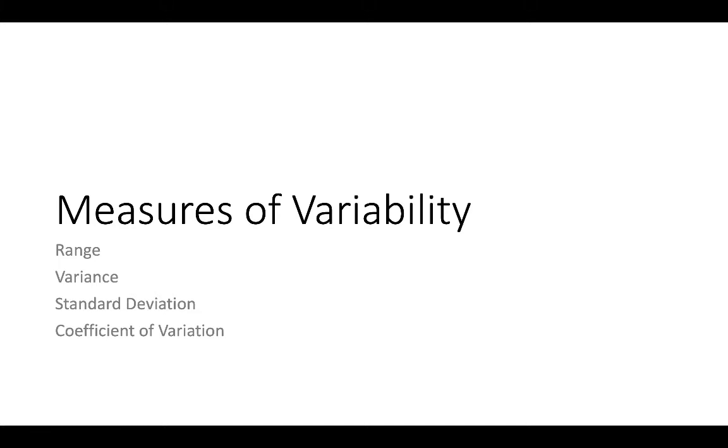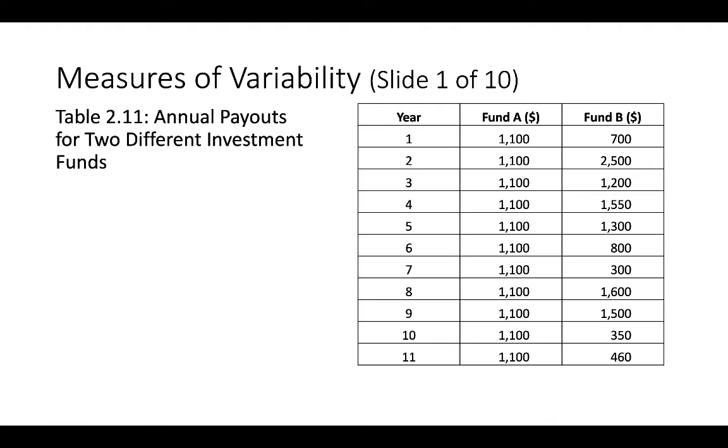In this video, I will talk about measures of variability. So you want to see how much variability is in your data. Here we have an example. You have two columns, or two funds, Fund A and Fund B. Each has 20 years of annual payout data.